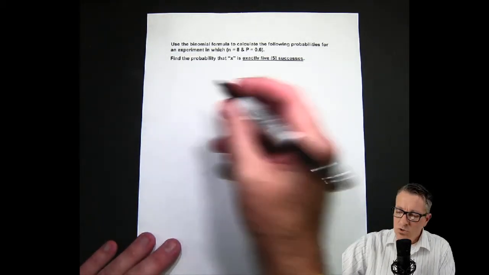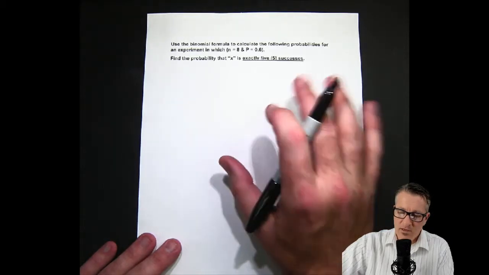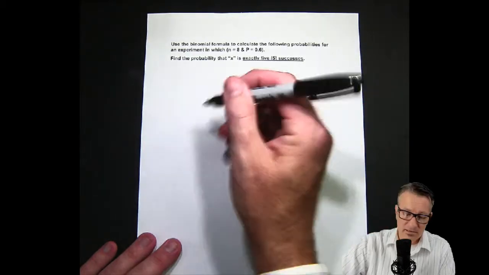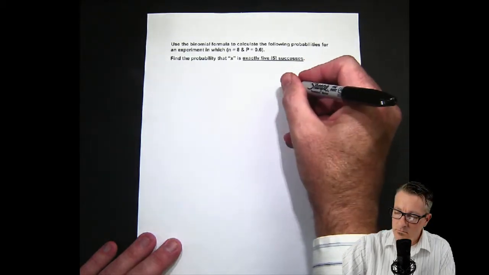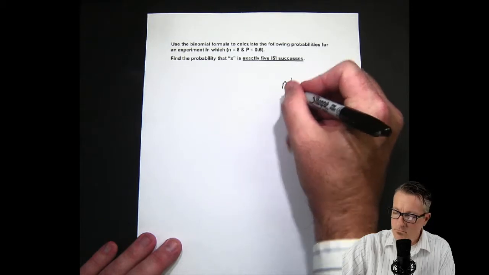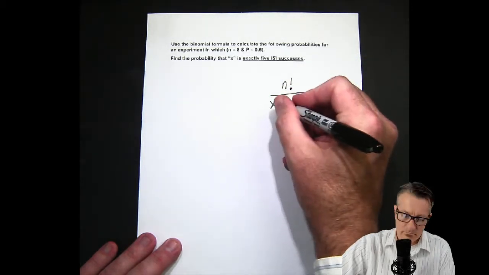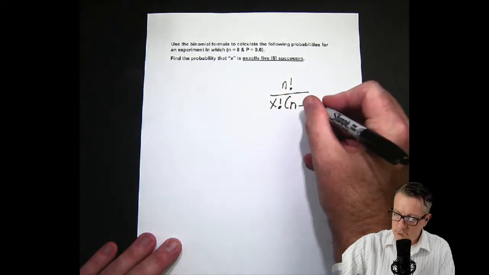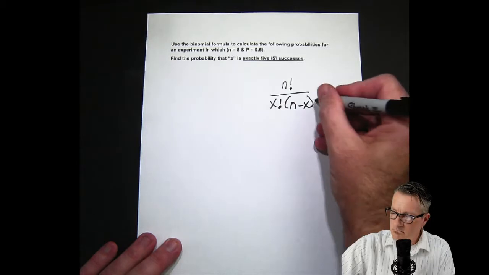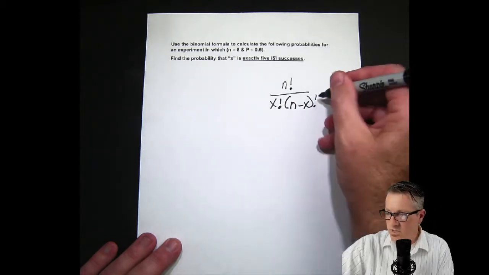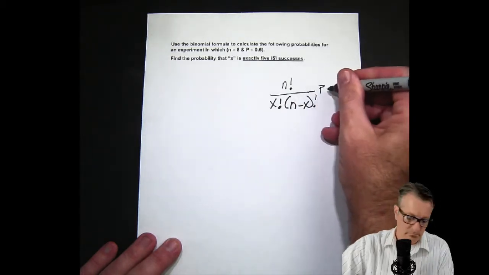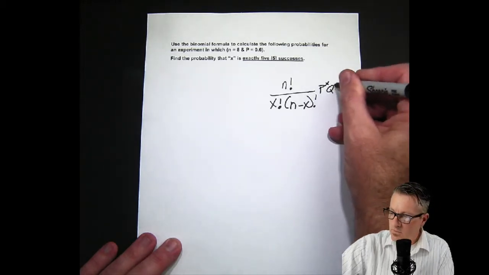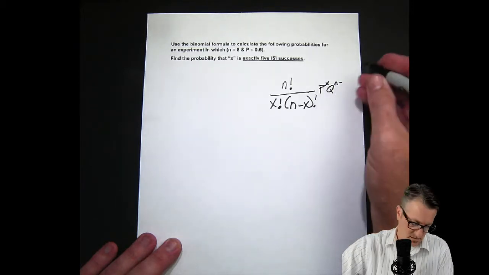Okay, so first we'll start off with the binomial distribution formula, and that is, I'll explain it in just a second. Running off the page a little bit. It's p to the x and then q to the n minus x. Okay.